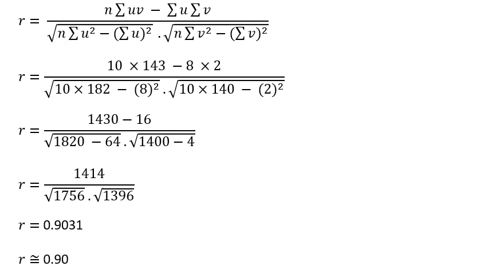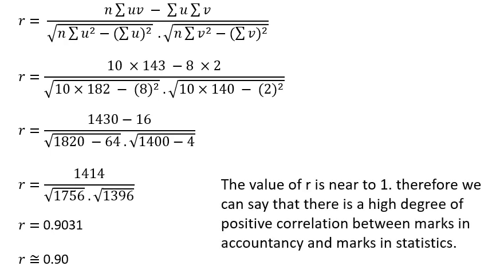and the round figure answer is 0.90, the positive answer, which is near to 1. So we can say that there is a high degree of positive correlation between the marks in accountancy and the marks in statistics. Keep in mind the method of calculating from third last step to second last step. I just repeated. If you have any doubts, rewind the video again, but keep this method in mind.